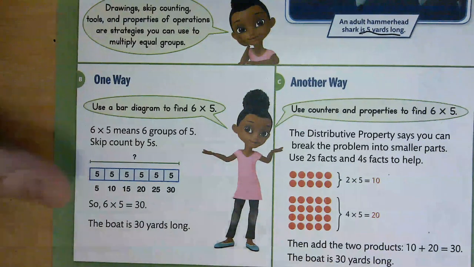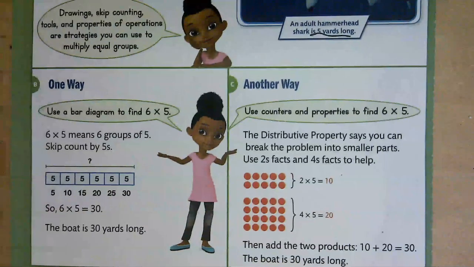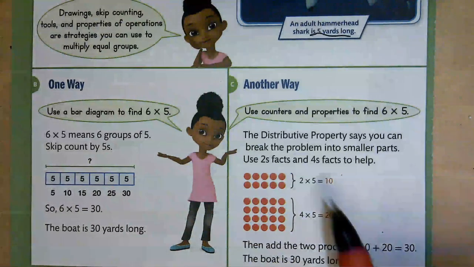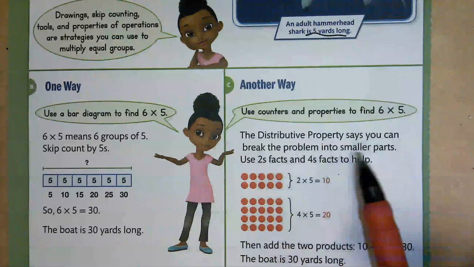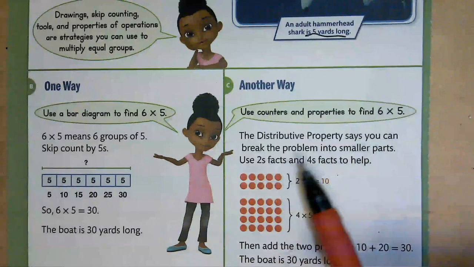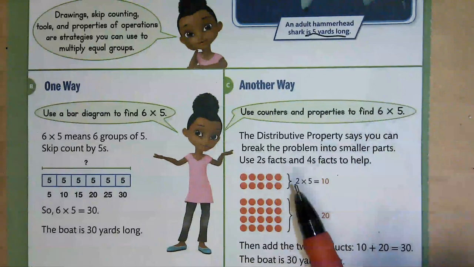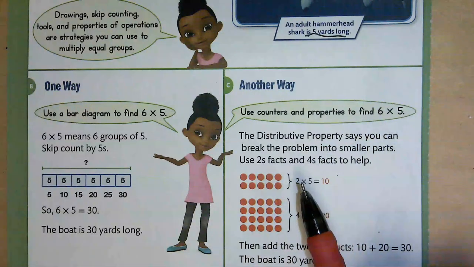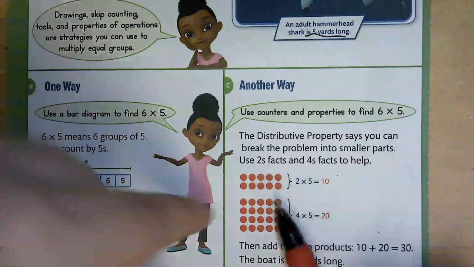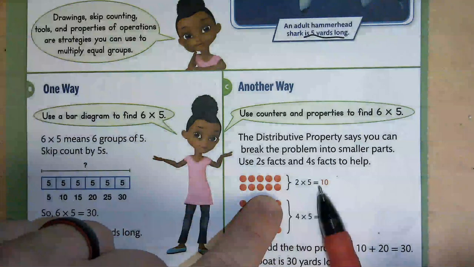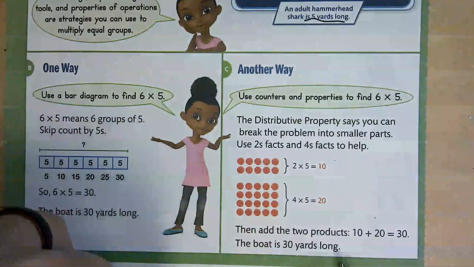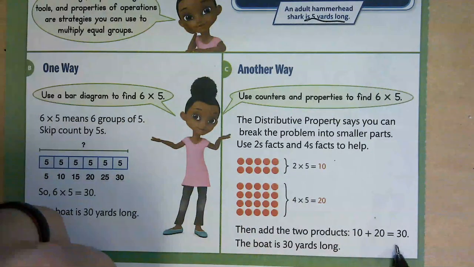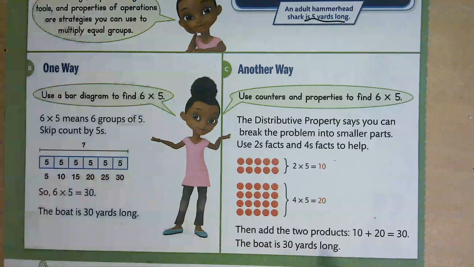Well, here's another way that we can look at that. We can also use our arrays and the distributive property. Now, do you remember the distributive property says you can break the problem into smaller parts? All right. So if we have 6 times 5, well, we can break that into 2 times 5 and 4 times 5. Well, 2 times 5 is an easy one. It's 10. 4 times 5 is 20. If I add those together, 10 plus 20 equals 30. The boat is 30 yards long.